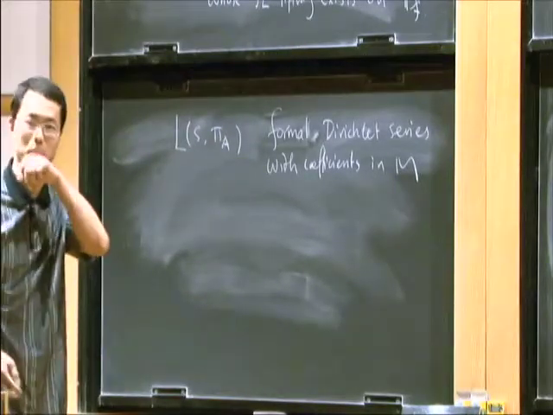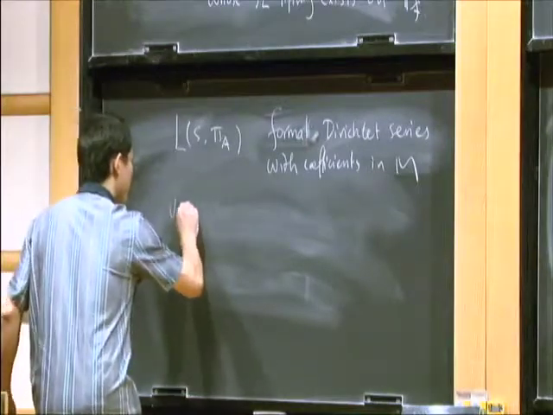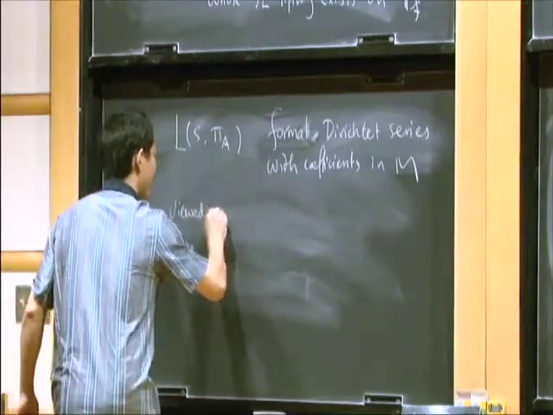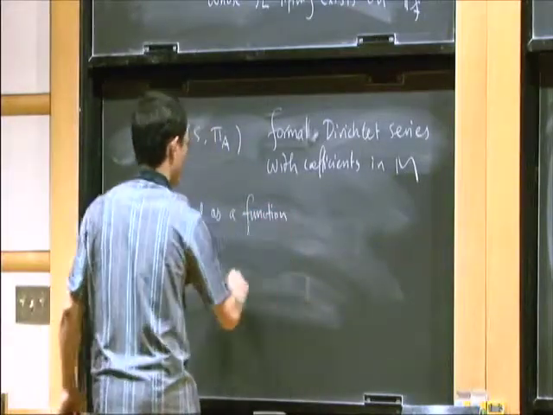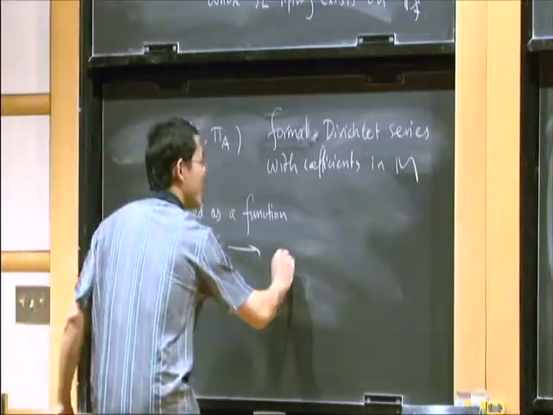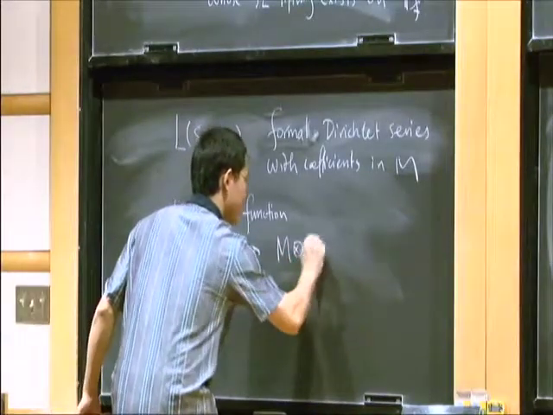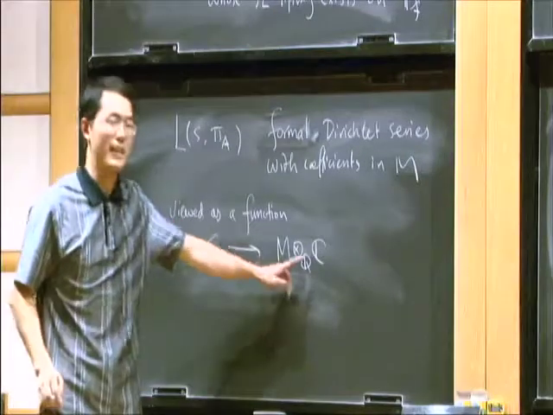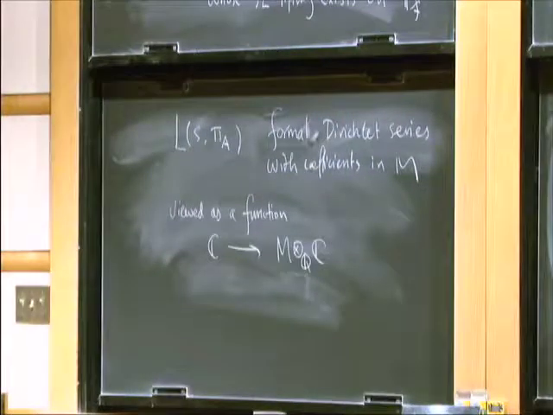We can talk about holomorphic continuation and the functional equation. So now we view it as a function from C to M tensor over Q with C. So for each embedding, we get one function. Vector valued.